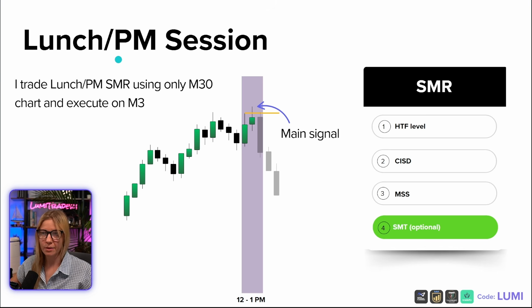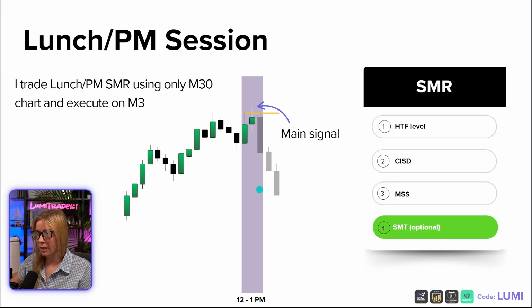So lunch PM session. I trade the lunch PM smart money reversal using the 30-minute sweep chart and execute on the 3-minute chart only. I don't really use the hourly chart because, once again, most of the time we will get the setup somewhere between 12 and 1 p.m. There is zero reason to wait for the hourly closure or hourly sweep. Of course, we can get an entry, but it will take much more time than we can get with a 30-minute sweep.